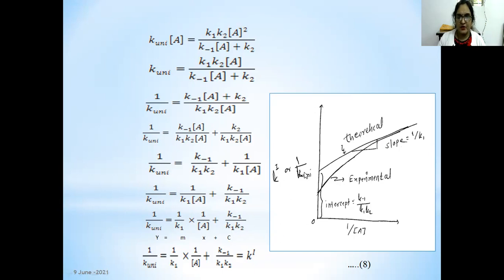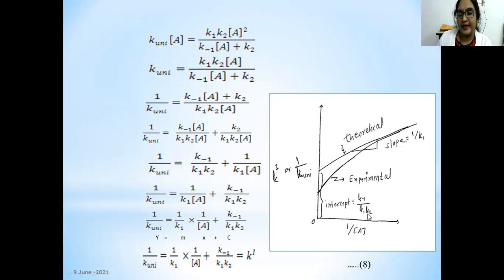So here is the graph: 1 upon k uni, or we write k uni as k Roman 1, versus 1 upon A. So we get a straight line having slope 1 upon k1 and intercept k minus 1 divided by k1 into k2. This is our theoretical straight line, making an intercept on the y-axis.